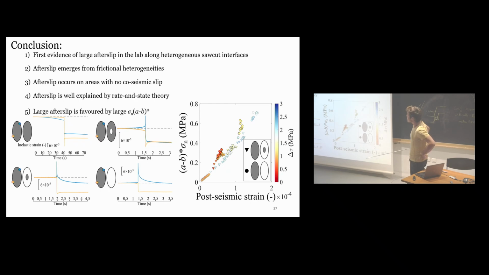So as a conclusion, this is the first evidence, at least in triaxial experiments, of a large afterslip on a rough interface. We saw that afterslip can emerge from simple frictional heterogeneities. It is well explained by the rate and state theory. And importantly, large afterslip is favored by large normal stress multiplied by this apparent A minus B.